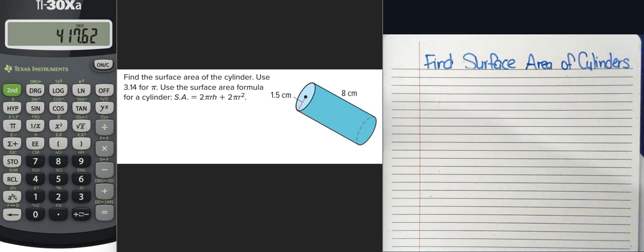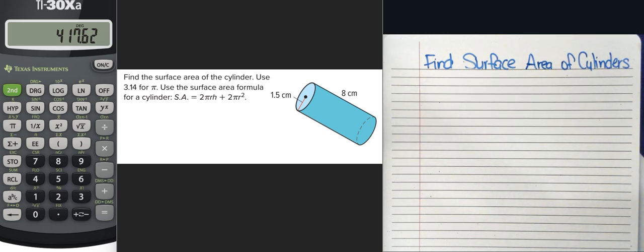All right, so we are working on another example where we are going to find the surface area of a cylinder. So in this example, it says find the surface area of the cylinder. We're going to use 3.14 for pi, and it says to use the surface area formula for cylinder. The surface area formula is that we are going to take the area of the rectangular shape, which is 2 pi r times the height. R stands for the radius. And then we're going to add that in with the two bases, which are going to be the circles. So that's how we're going to find the surface area of this object here.